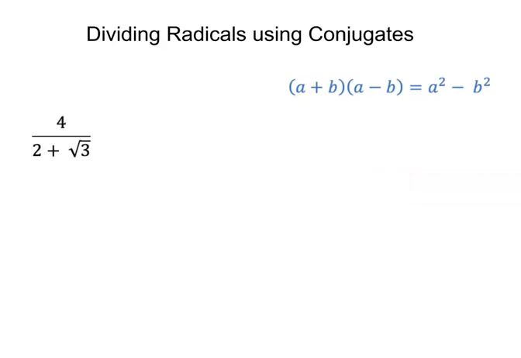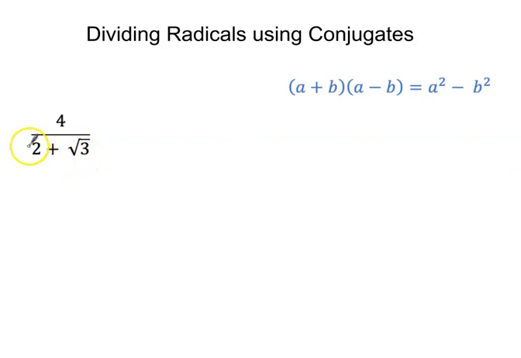I'm going to go over an example about dividing radicals using conjugates. So basically we have an expression 4 divided by 2 plus square root of 3, and notice that in the denominator square root of 3 is an irrational number. So what I want to do is rationalize the denominator.